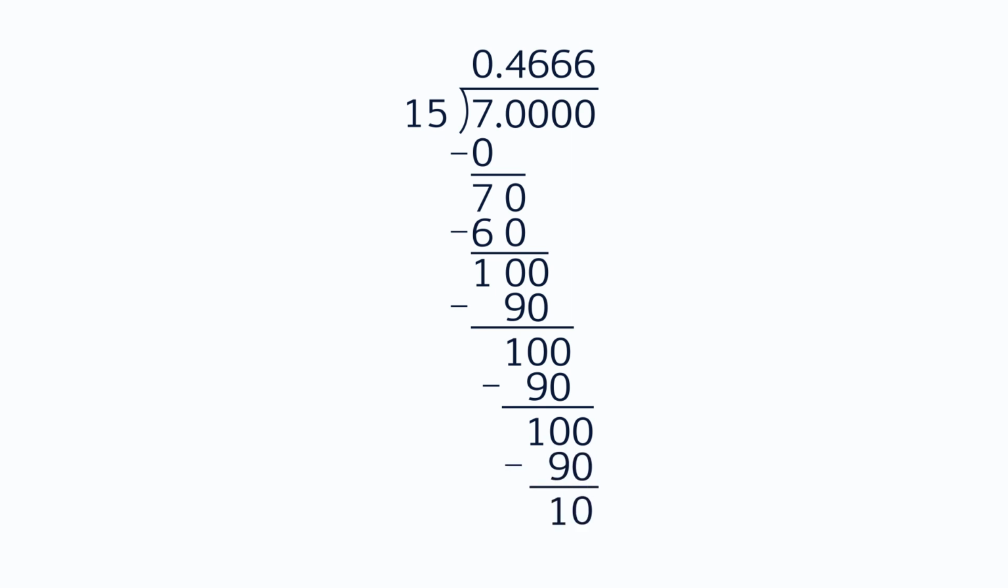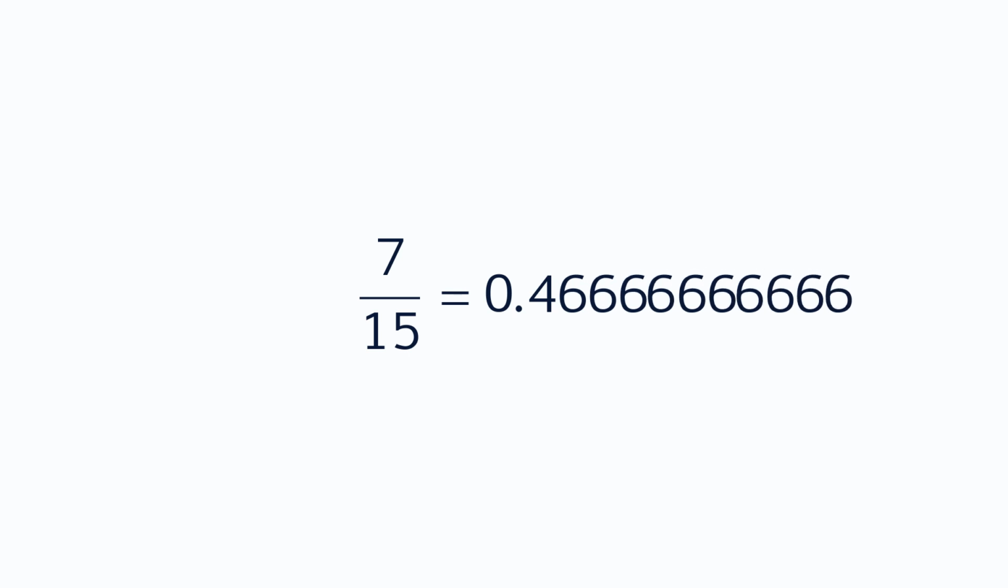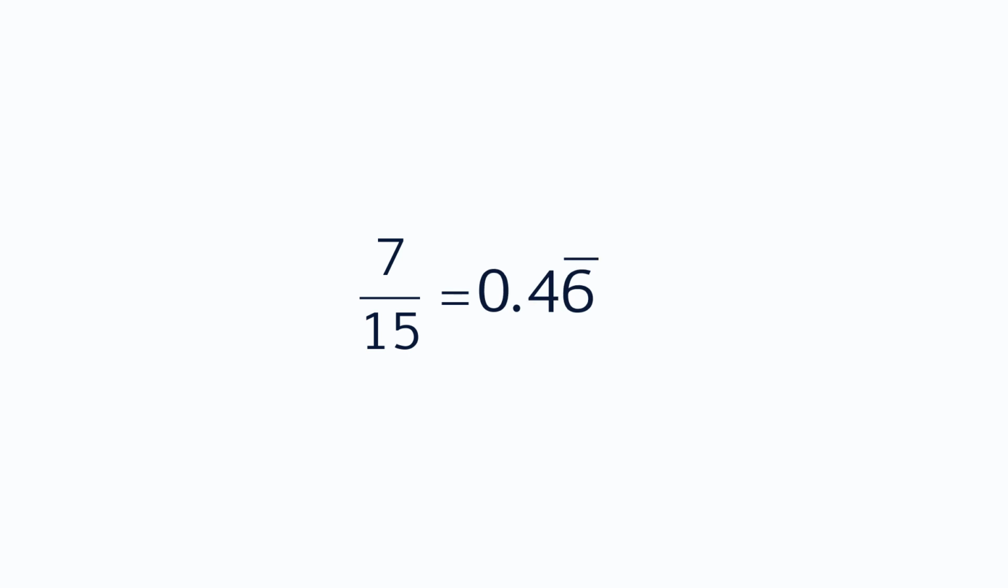That means that the answer to your division problem, 7 divided by 15, is 0.46666, and so on. You can also write it like this, to indicate that an infinite number of 6's come after the first 6. So the fraction 7/15 is equal to 0.4666, and there is an infinite number of 6's behind the initial 6.